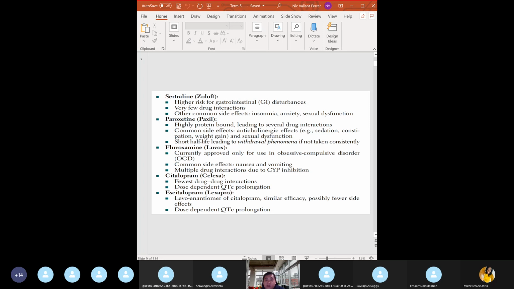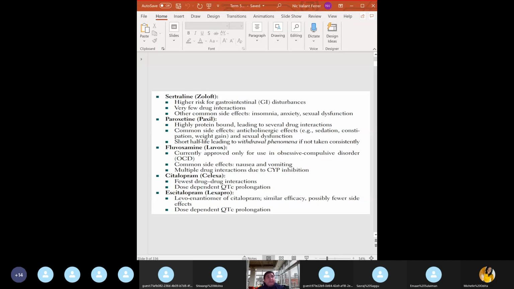Fluvoxamine, or Luvox, commonly approved for OCD, right? It has multiple drug interactions. Citalopram has the fewest drug-drug interactions. However, it can increase QT prolongation, right? And escitalopram, this is an enantiomer of citalopram. Similar efficacy, however, fewer side effects. Also, dose-dependent QT prolongation. Most commonly seen in the clinic: fluoxetine, you should know that. Sertraline, you should know. Paroxetine, and citalopram.